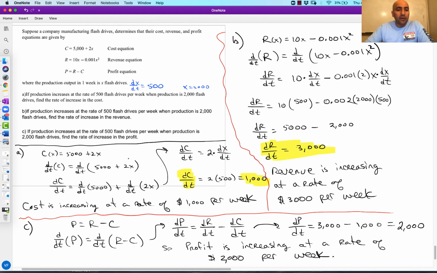So we found that at this point, when the production level is 2,000 and the production is increasing at a rate of 500 units, the cost is increasing at a rate of $1,000 per week. Makes sense? We're producing more, so our cost is going to go up. Our revenue is also going to increase. We found that the revenue is going to be increasing by $3,000 per week. And if we just look at our profit, revenue, and cost relationships, it would make absolute sense that if the cost is going up by 1,000, but our revenue, the money coming in, is going up by 3,000, then the profit is going up by 2,000 per week.